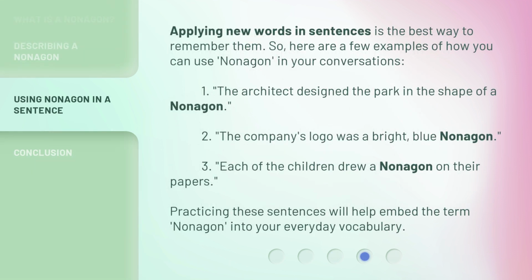Applying new words in sentences is the best way to remember them. So, here are a few examples of how you can use Nonagon in your conversations. 1. The architect designed the park in the shape of a Nonagon. 2. The company's logo was a bright, blue Nonagon. 3. Each of the children drew a Nonagon on their papers. Practicing these sentences will help embed the term Nonagon into your everyday vocabulary.